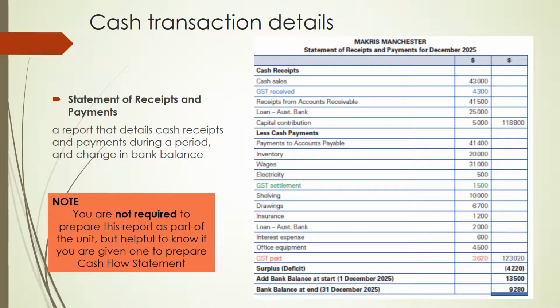Before we can prepare the cash flow statement, we need to know where we can find the details of the cash transactions. One of the ways that we can identify these transactions is through the statement of receipts and payments. It is basically a report that details cash receipts and cash payments during a period and changes in the bank balance. FYI, you are not required to prepare this report as part of the unit, but it is helpful to know that if you are given one of these reports, you can certainly get the details from this report to prepare the cash flow statement.